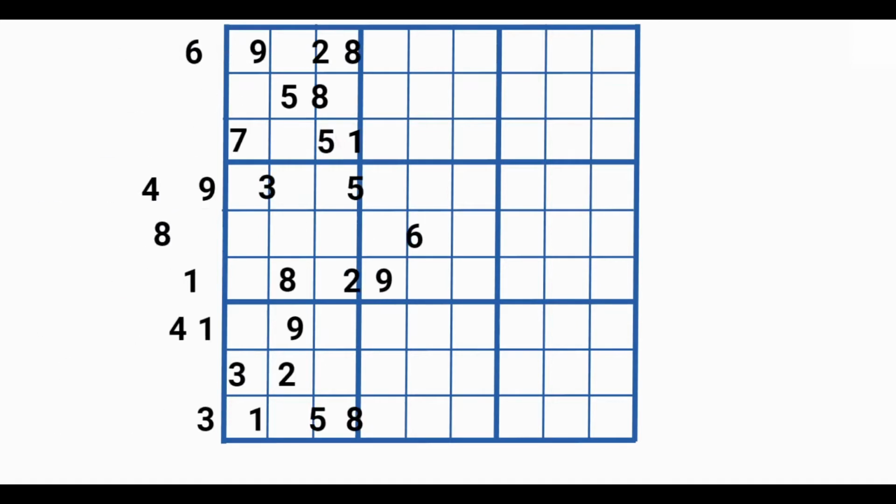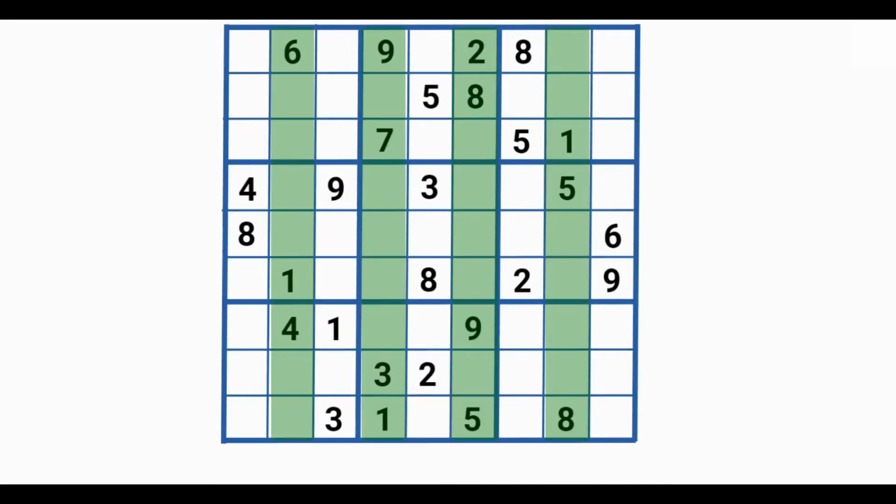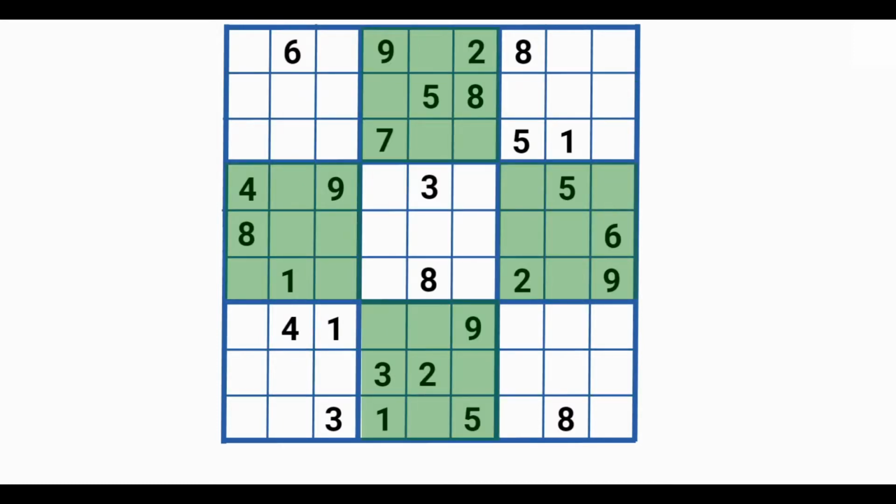So in Sudoku, we start with a grid of 9 squares. Each square in that grid is then divided into 9 smaller squares. We're given a bunch of numbers to start with, and the aim of the puzzle is to fill in the numbers from 1 to 9 in such a way that each row, each column and each 3x3 box contains all of the numbers from 1 to 9.